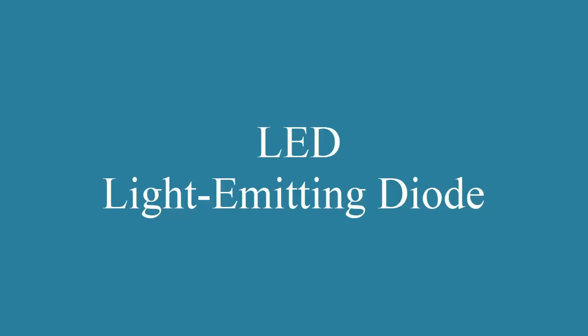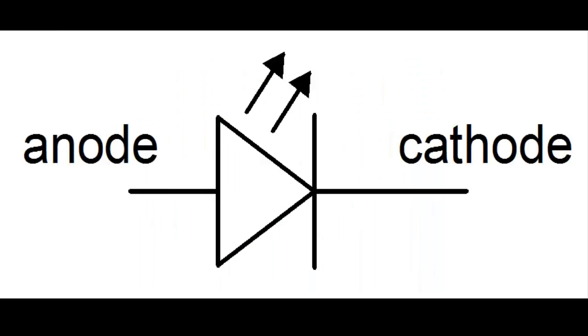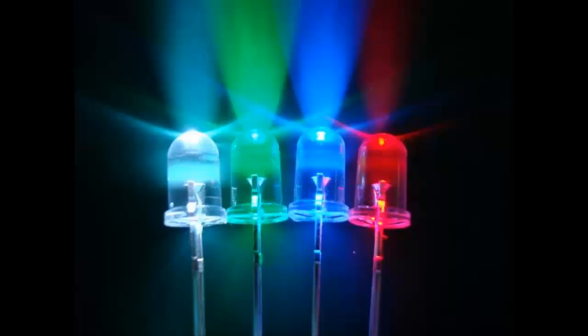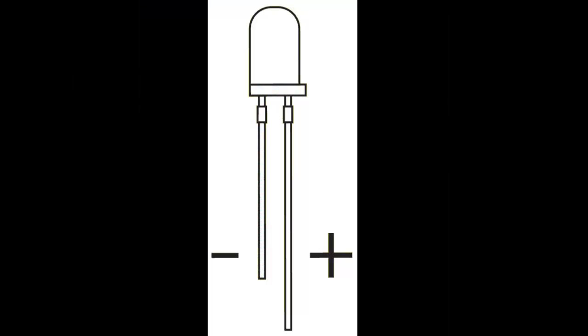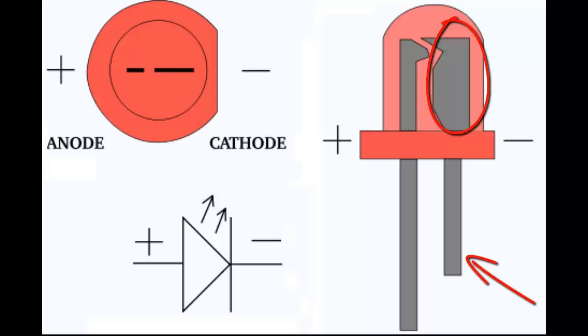An LED, or light emitting diode, looks like this and is represented by this symbol. It is a type of diode which emits light when you apply voltage across its leads. One of its leads will be longer than the other one. The longer lead with the shorter head is called positive or anode. Similarly, the shorter lead with the larger head is called negative or cathode.